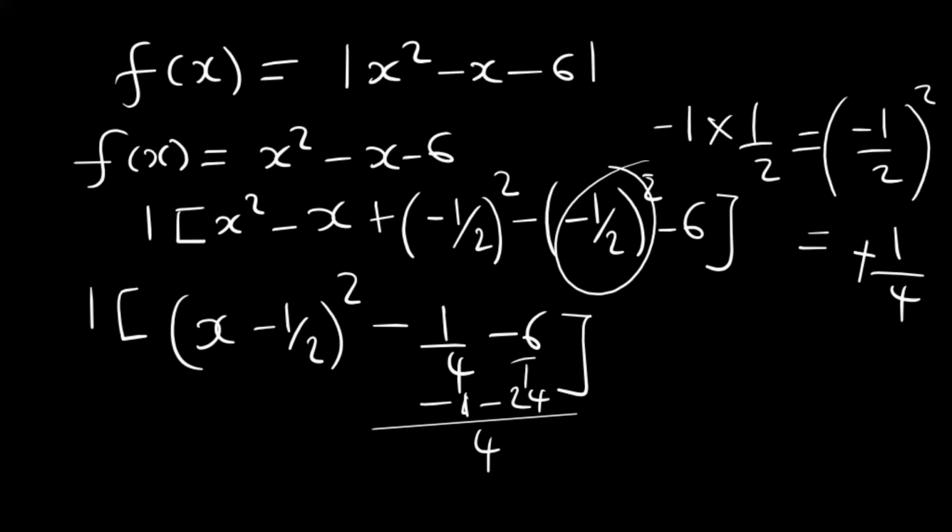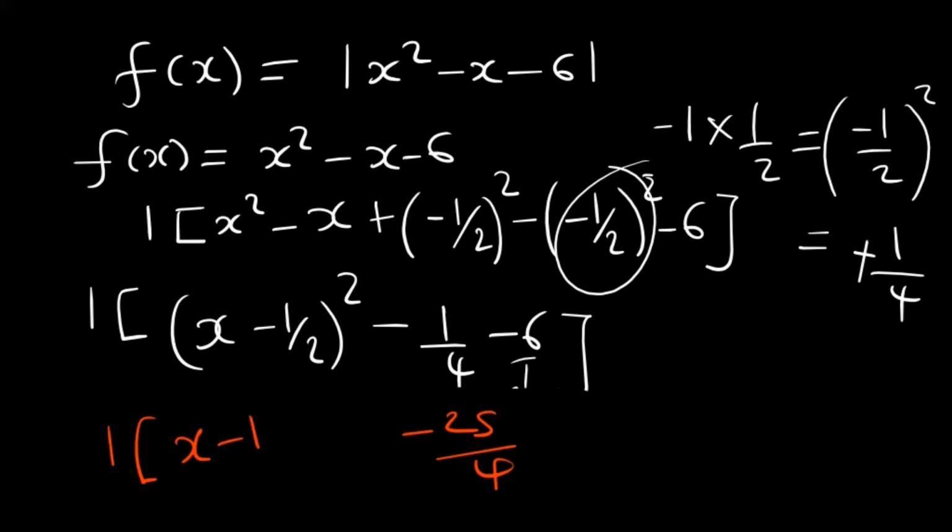Okay. So negative 1 minus 24, that is negative 25. So here I'm just going to put negative 25 over 4. So this is negative 25 over 4. Then I've got an expression here, 1 x minus half squared. So basically this is what we have as our answer after we solved it.